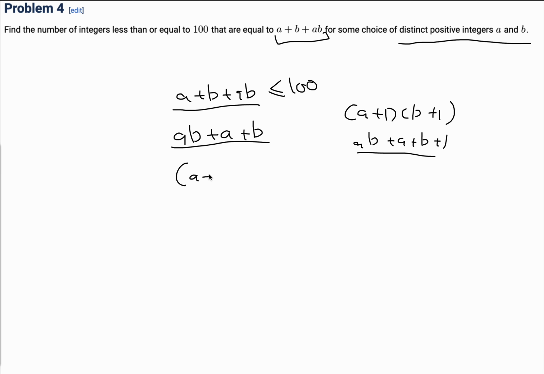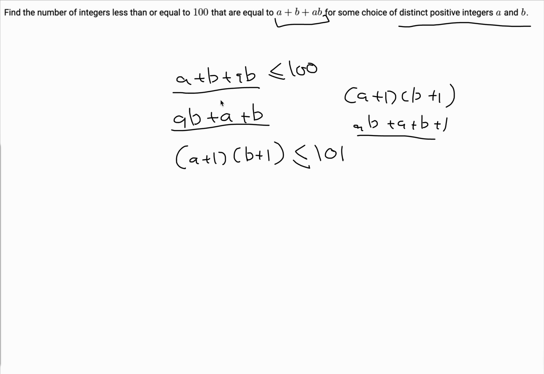So we get (a plus 1)(b plus 1). And since we're adding 1 to the left-hand side, we also have to add 1 to the right-hand side, so this is going to be less than or equal to 101. So we want to find the number of integers less than or equal to, in this case, 101 for some choice of distinct positive integers a and b.